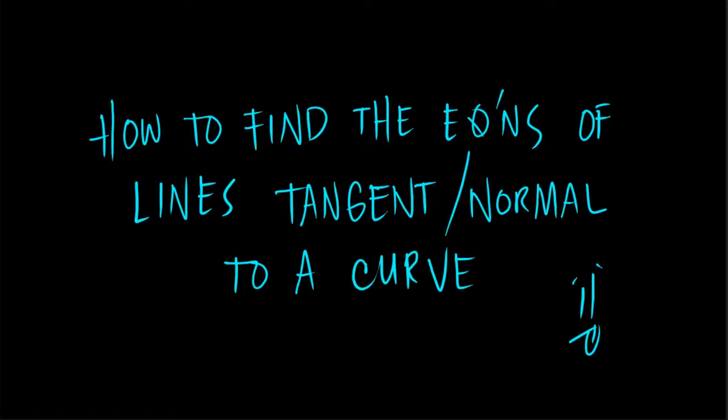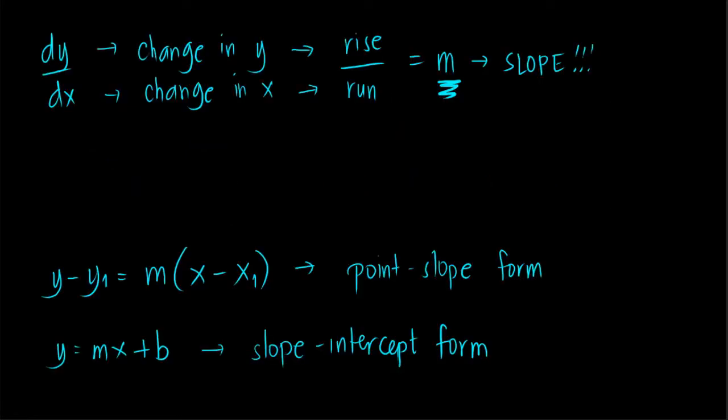Okay, how to find the equations of lines that are tangent or normal to a curve. Simple na siya. So, kumbaga, the background story is that with differential calculus, we are looking for dy over dx, where dy is the change in y depending on the dx change in x. Now, change in y can be referred to as your rise, and change in x can be referred to as your run, which is a familiar formula to find the slope.